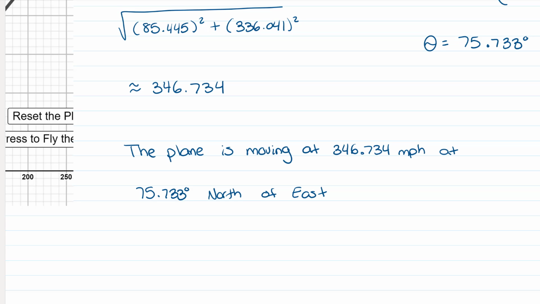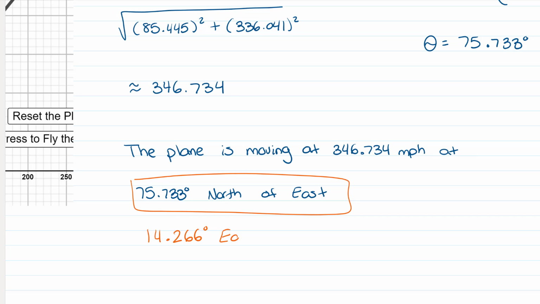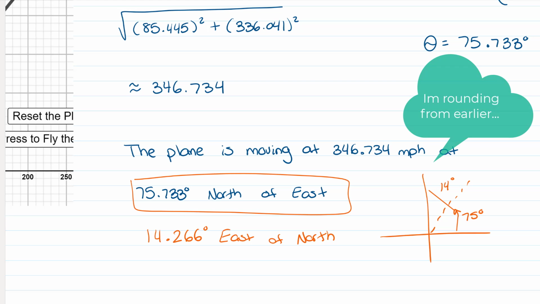Another way you could write this is to substitute this bottom line and put 14.266 degrees east of north, because you can say it in either direction. Remember, if this is my angle, I can be 75 degrees this way, or I can be 14 degrees that way.